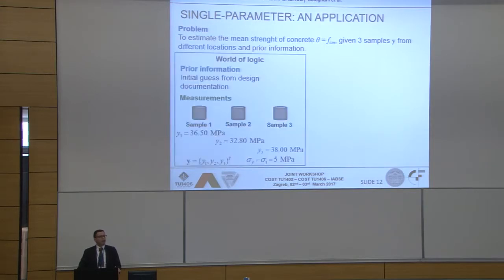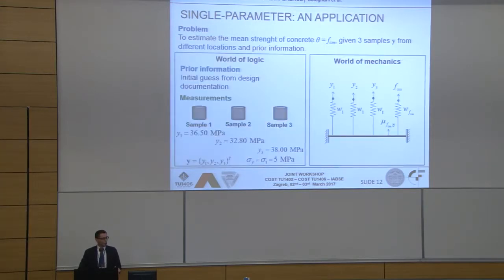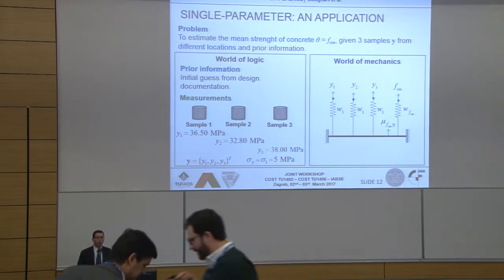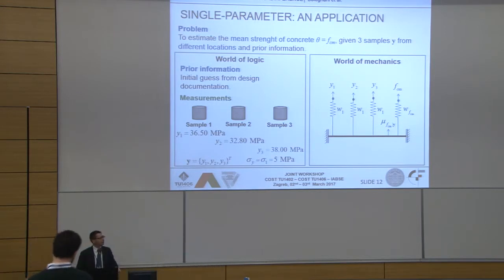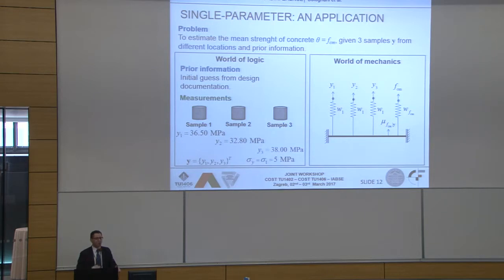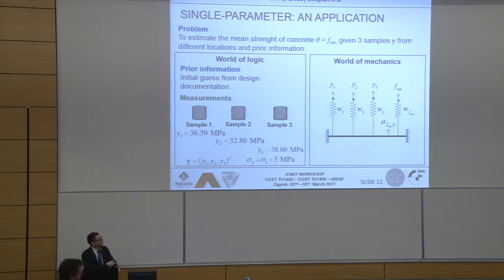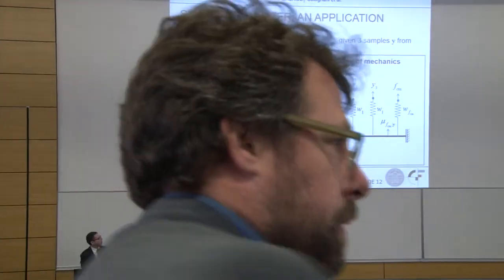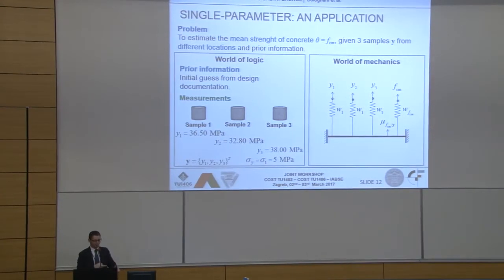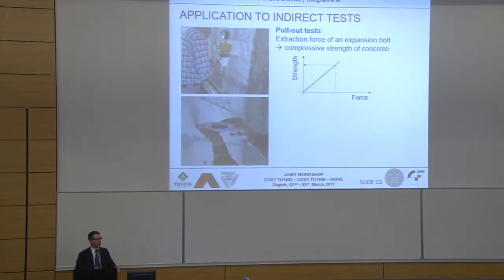So let's go back to the introductory example and say we wanted to identify the posterior distribution of our unknown fcm. If we want to use even prior information in this case, we can make a picture of a mechanical system that reproduces exactly the inference problem. The parameter that we want to identify is the position of this bar, and it is bounded by the three samples that we have extracted, and also by the prior information that we may have on the concrete.